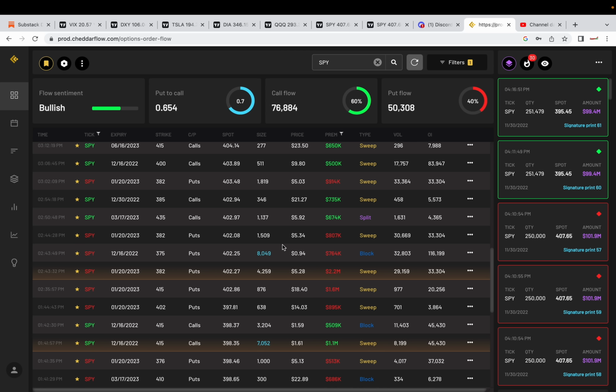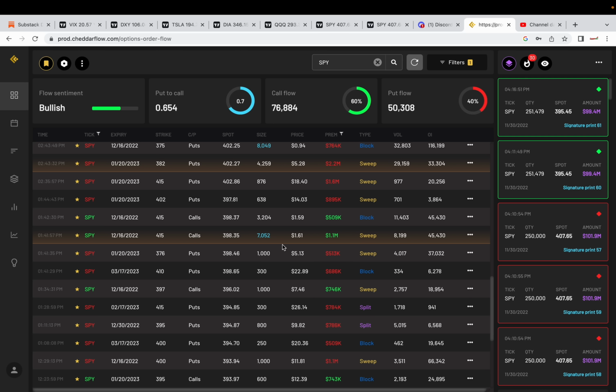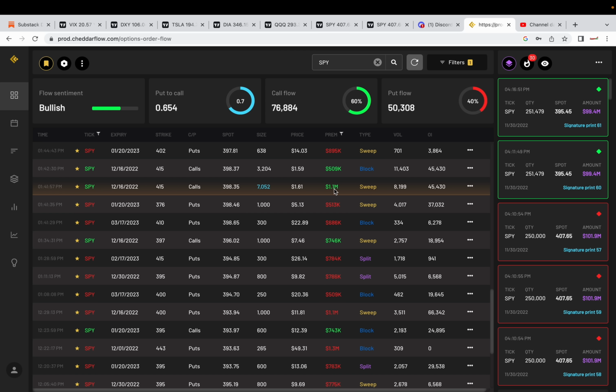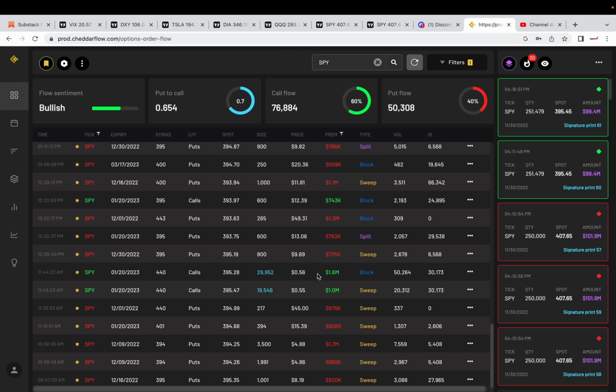All right, but overall though, we do got big money overall bullish on it. 1.1 million over here. 415 strike price December 16th, over 7,000 in size. That's worth keeping an eye on. And then we got some more big ones. This is a block order.